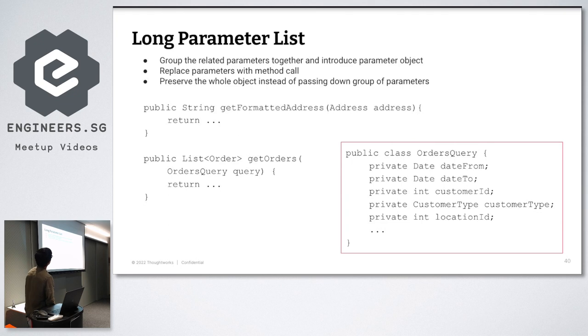There's another way also, where we can replace the parameter with a method call. If we find that those parameters are the result of another method call, instead of getting the result and passing it down into the separate method, we can directly use the method call. We can also preserve the whole object instead of passing down a group of parameters. And the benefit of this refactoring is that it is shorter and more readable. Yeah. Next one.